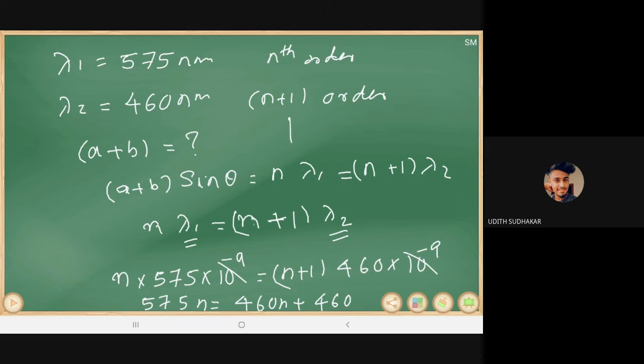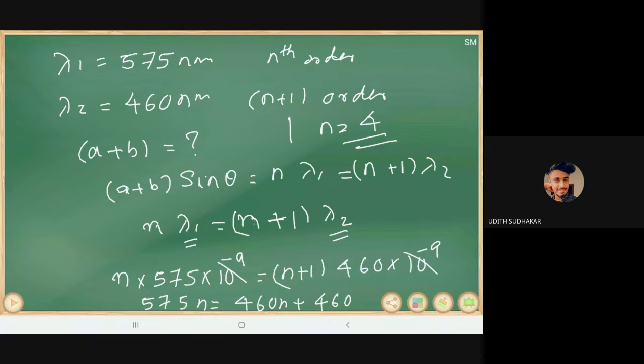115 n is equal to 460, so n is equal to 4. Okay, now it is over. What you can do is substitute in this equation. Nth order spectrum superimposed on n plus 1. What is the width of the grating element?